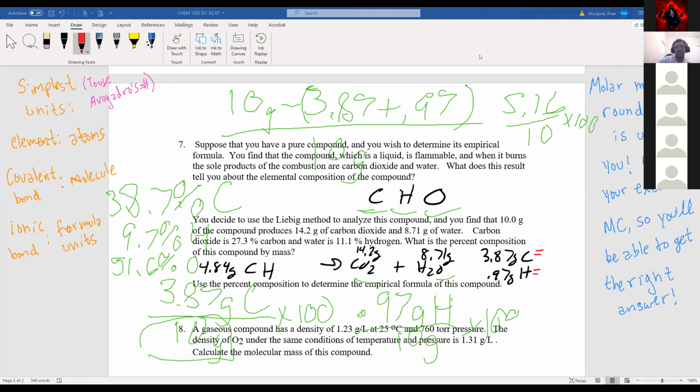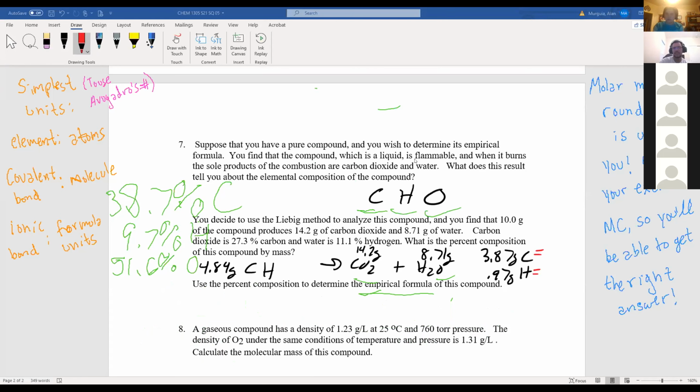Is that the only thing that this question is asking for, or is there anything else? It wants the mass of the compound. Okay, so we got that, and then this last thing down here says the empirical formula. So how would we figure out the empirical formula based off of these percentages? Someone said that earlier: you divide each percent by the molar mass.